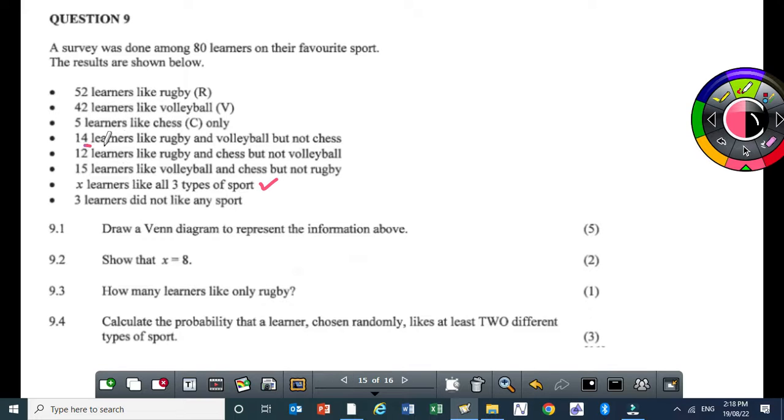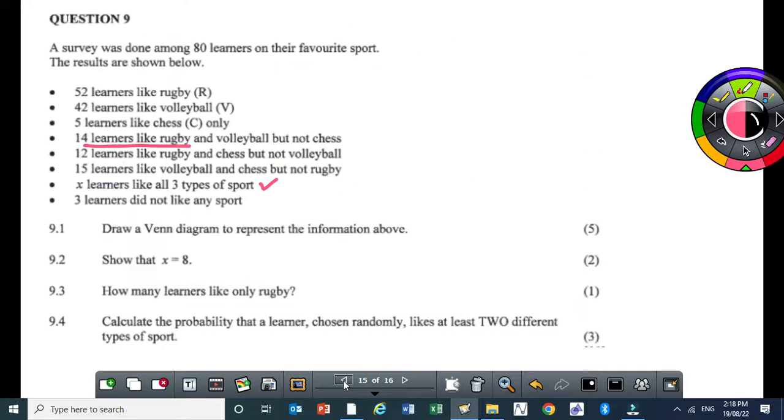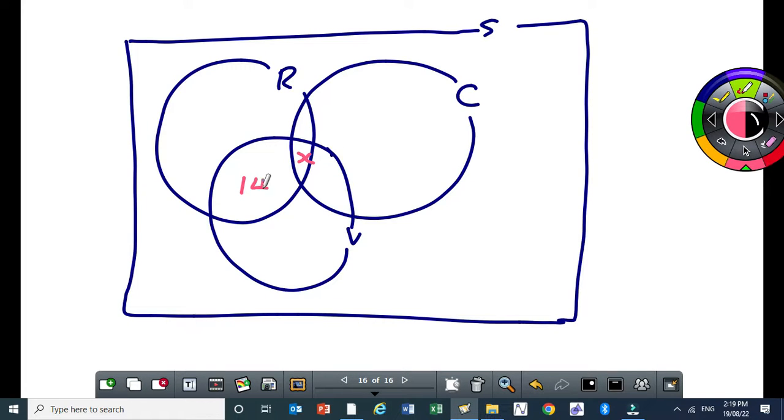So we have got 14 learners who like rugby and volleyball, but no chess. So we go to the intersection of rugby and volleyball. There are 14, and you put those 14 there. They only like to play rugby and volleyball. They don't touch chess.